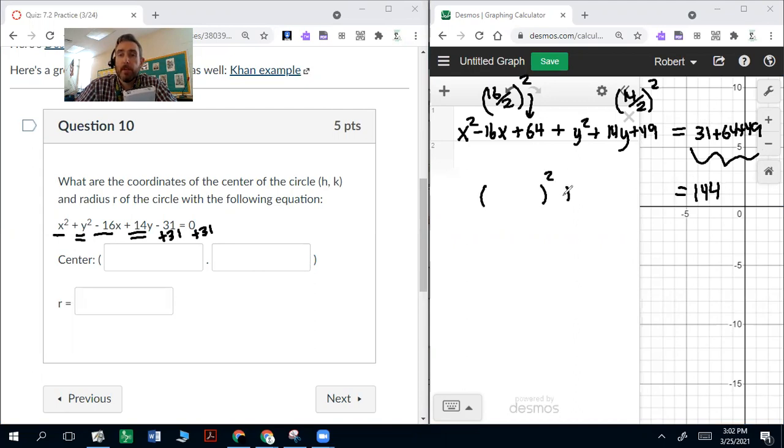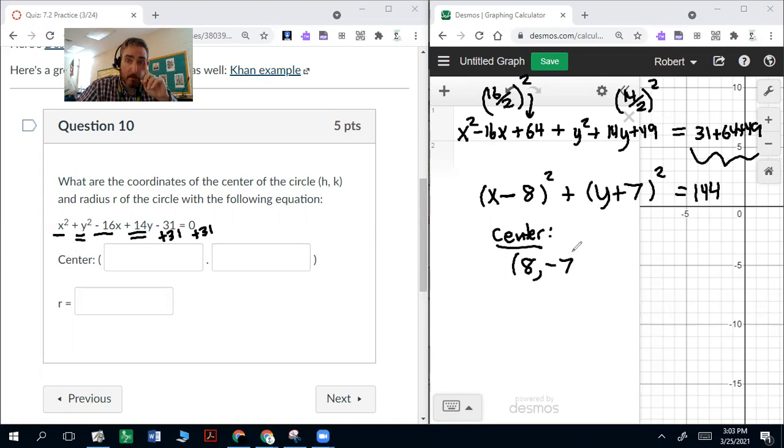Complete the square. We've already done that. I mean, factor. Get it into x and y in the parentheses. So this is a minus, it'll be x minus. This is a plus, y plus. The number in the parentheses, 16 divided by 2 is 8, and 14 divided by 2 is 7. So our center should be, think about it, positive 8, comma, negative 7, and your radius should be the square root of 144, which is 12.